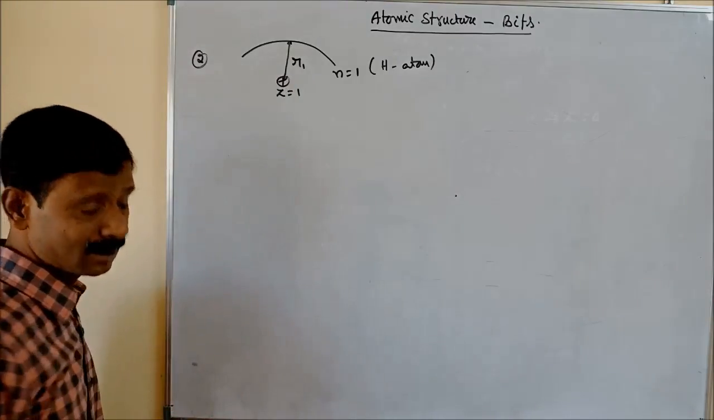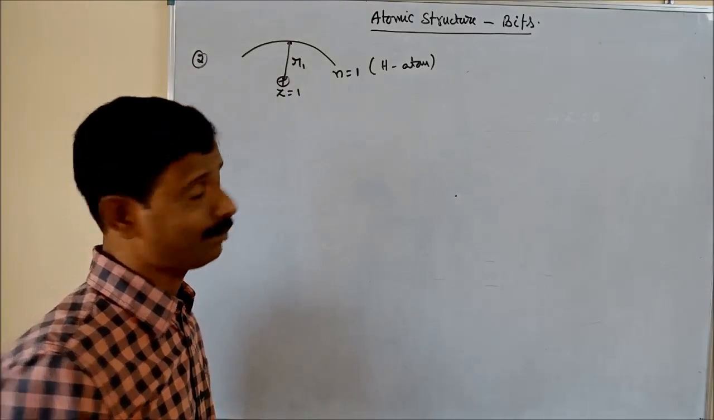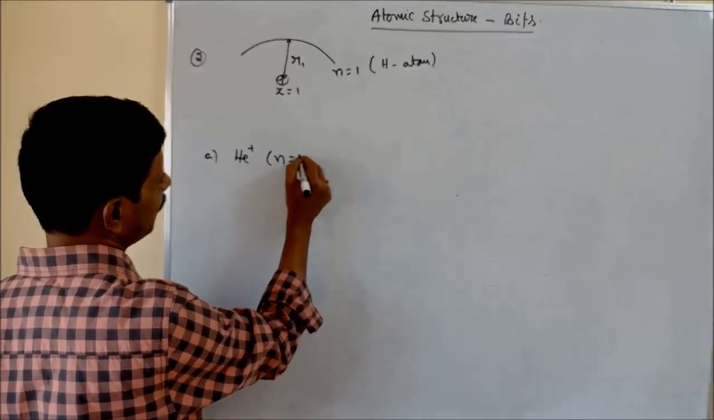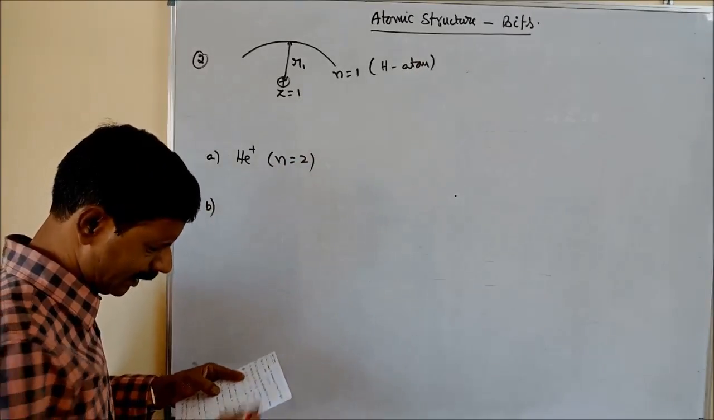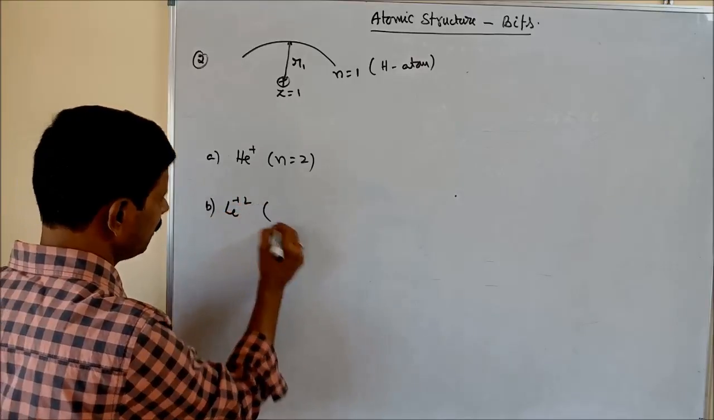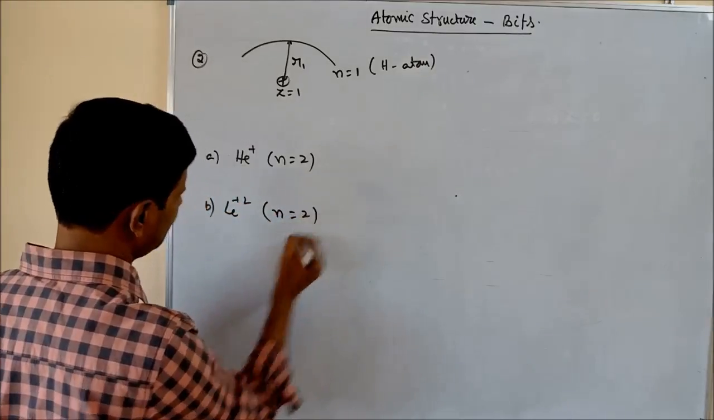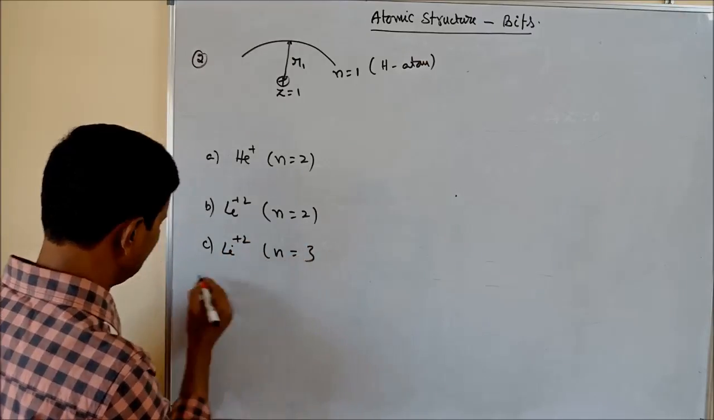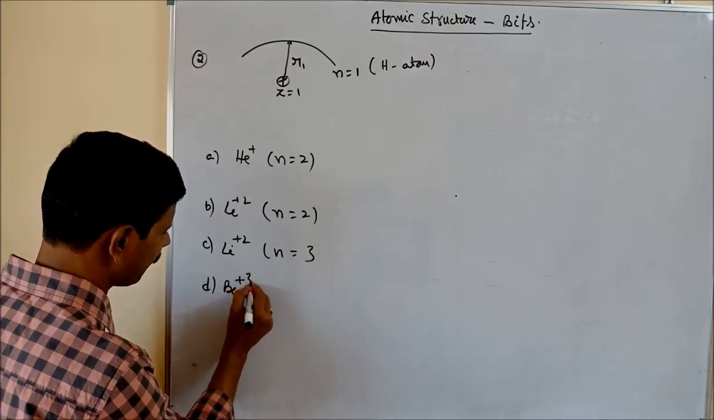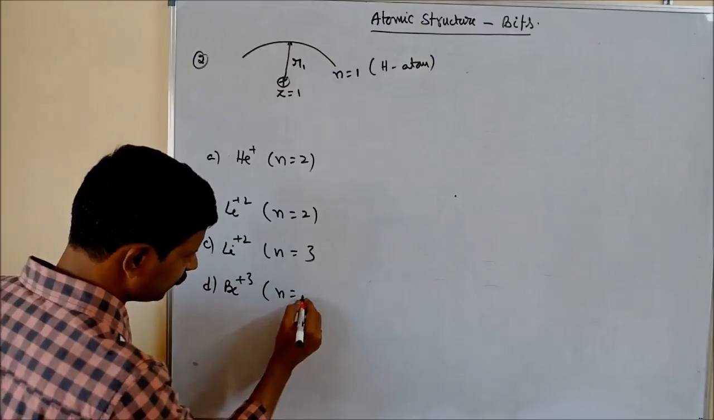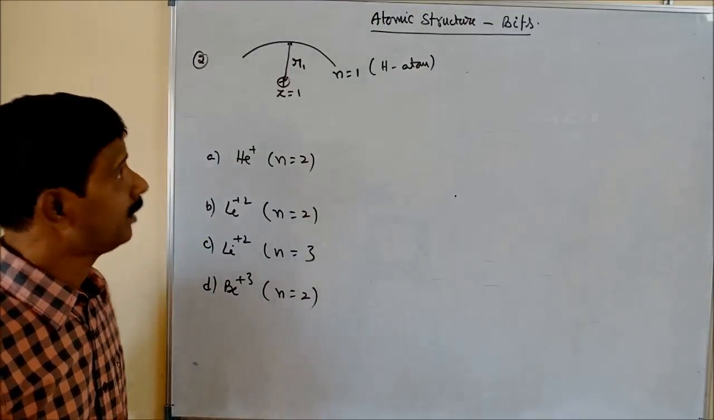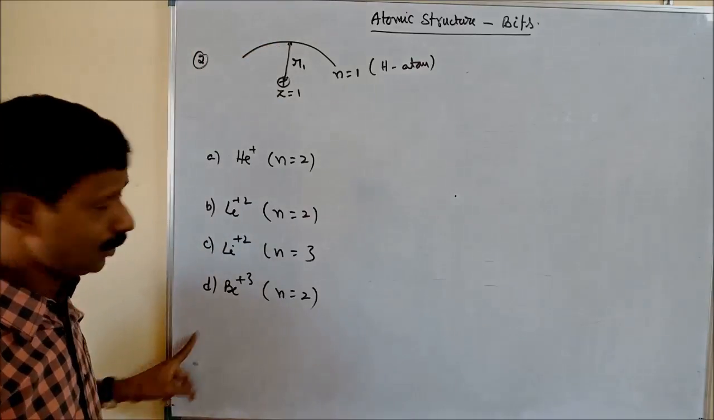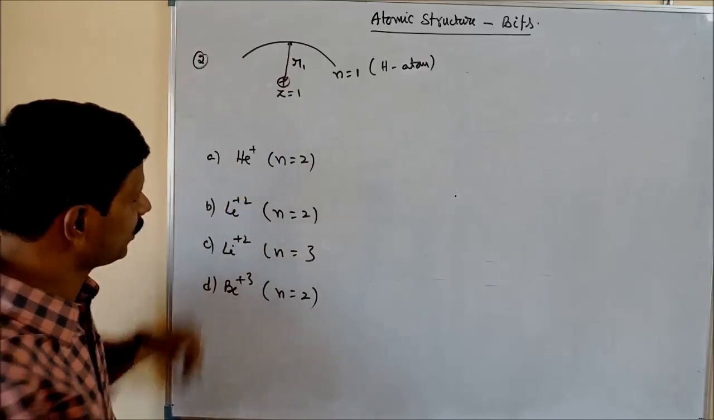One is the second orbit of He plus, where n equal to 2. Another is lithium plus 2, where n equal to 2. Then lithium plus 2, where n equal to 3. And beryllium plus 3, where n equal to 2. Now the question is, if the radius of the first orbit of the hydrogen atom is R1, among these four, whose size will be equal to that of R1?